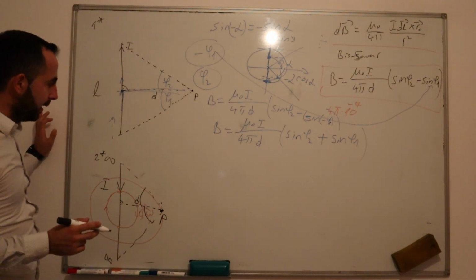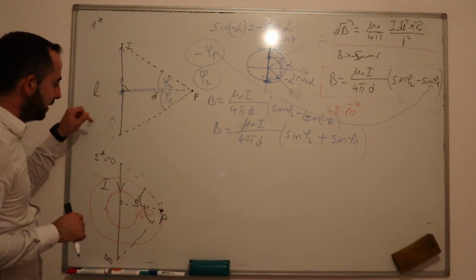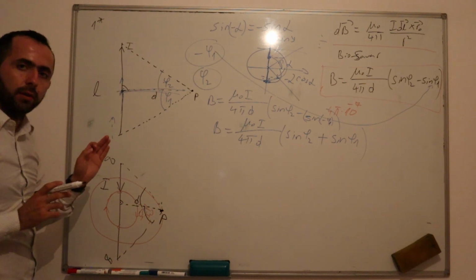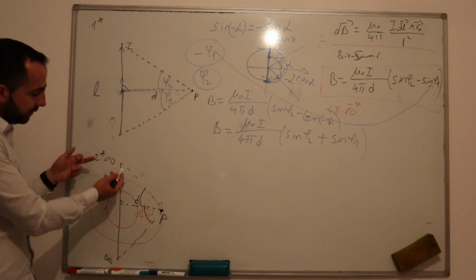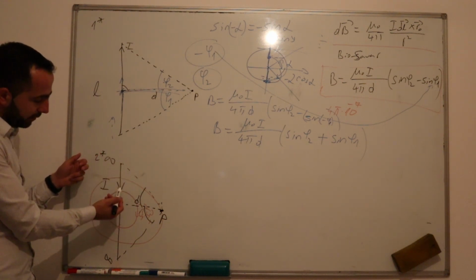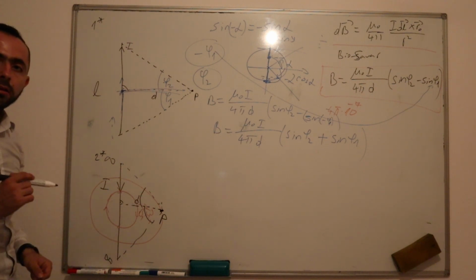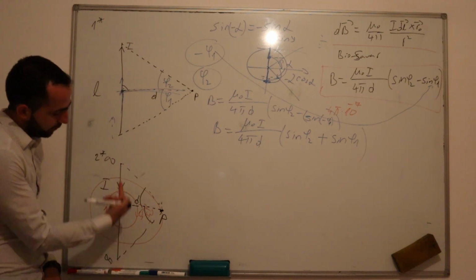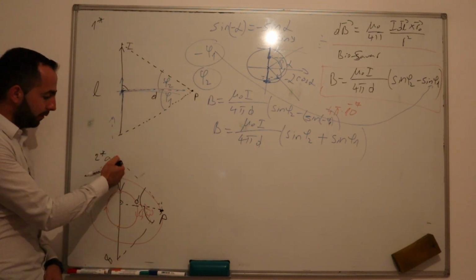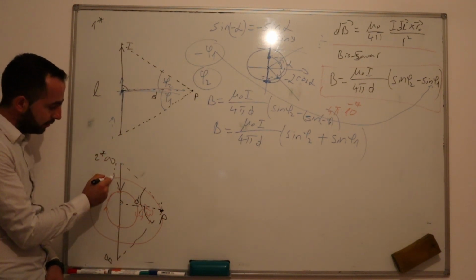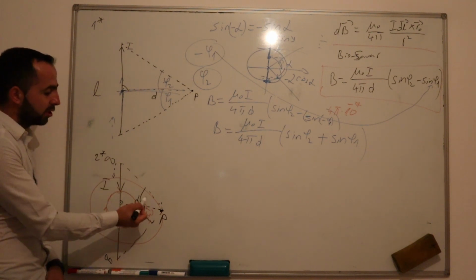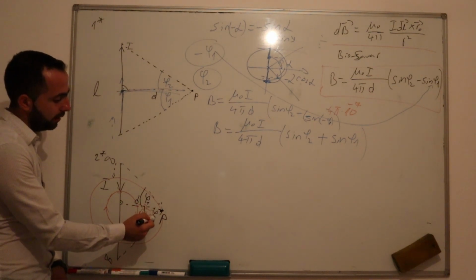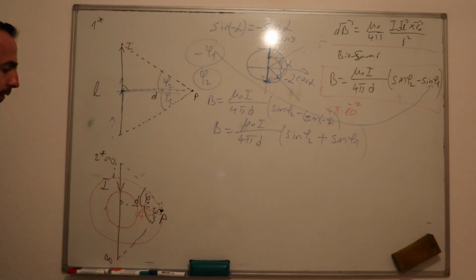Which is the first angle? We already said that in this case the current direction determines which angle is first. The angle on which the current enters first is the first angle. We can see that the current doesn't flow from down to up, but it flows from up to down. This is the direction of current, you can see. So this is the first angle, phi1, and this is the second angle, phi2.